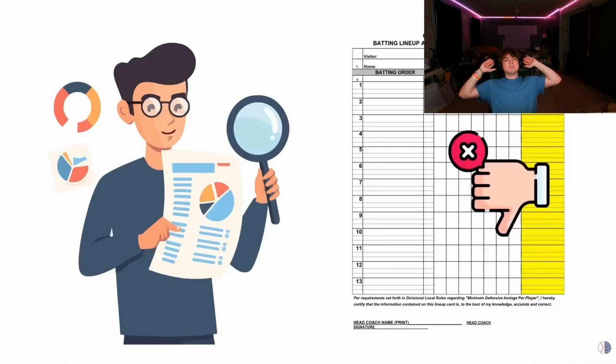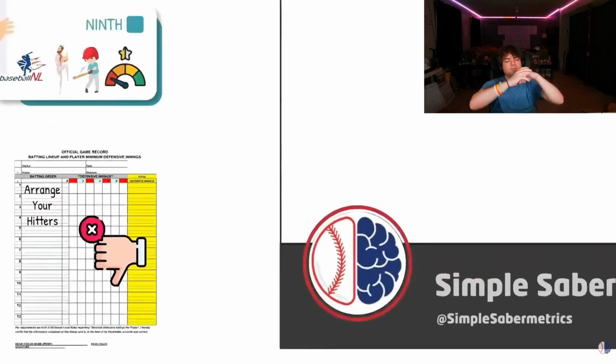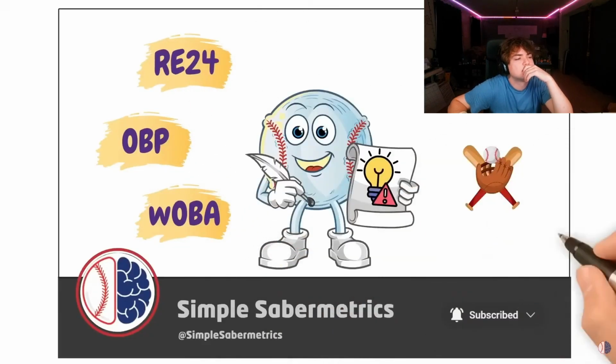I think that there's a smarter, more run maximizing way to arrange your hitters. In this video, we're using WOBA, OBP, and RE24 to challenge baseball's traditional lineup construction.